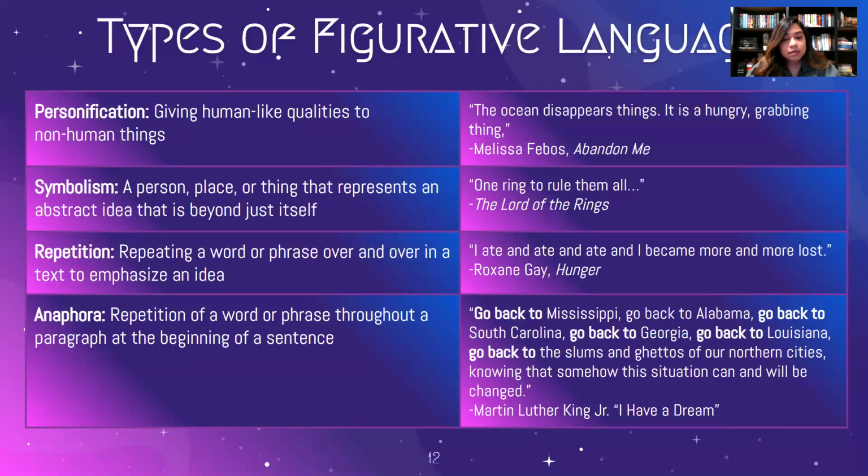And then we have symbolism. So symbolism is a person, place, or thing that represents an abstract idea that is beyond itself. So it's not just, in the example, for instance, one ring to rule them all. That's the Lord of the Rings, and this is an example that we've gone over already in the past. So one ring to rule them all represents ultimate power, right? So this isn't just a ring. The ring represents something.